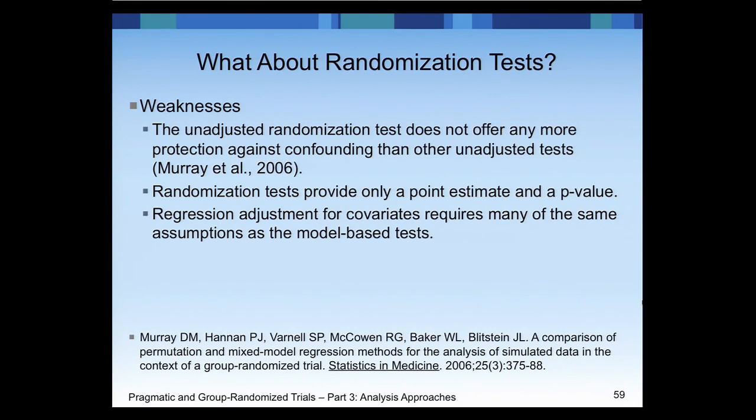Now, we can certainly make adjustment for covariates in the first stage of what is really a two-stage analysis with this randomization test. And if we do that, the regression adjustment requires many of the same assumptions that we have in the model-based tests and brings the randomization tests much closer to those model-based tests in terms of the assumptions that we're making.